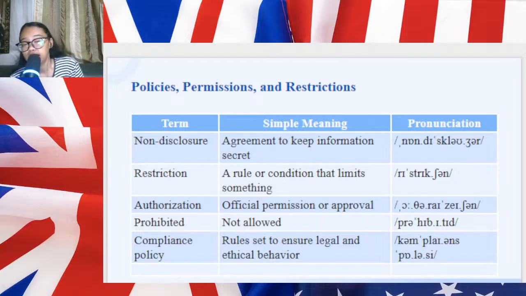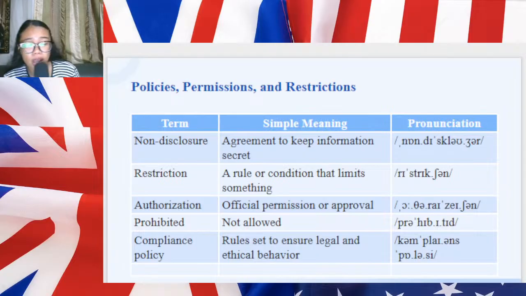All right. Lastly, we have compliance policy. That's the last term for today. Compliance policy. These are rules set to ensure legal and ethical behavior. It is a formal document or a set of internal rules, guidelines, and procedures established by an organization to ensure that it operates in accordance with all applicable laws, regulations, ethical standards, and internal policies. A compliance policy outlines the organization's commitment to legal and ethical behavior and provides a framework for preventing, detecting, and addressing potential violations.